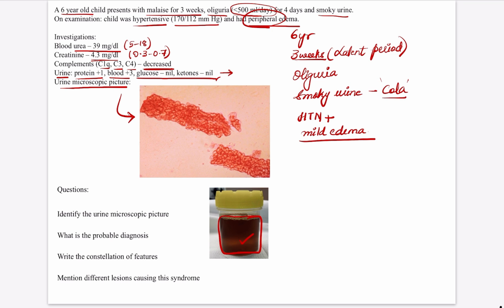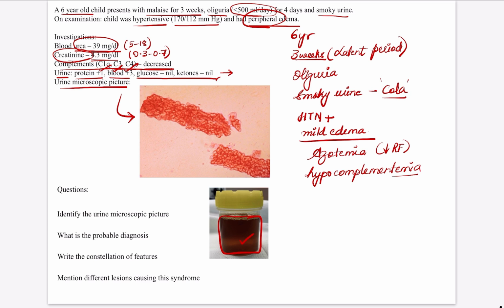And the investigations: blood investigation showing raised blood urea and creatinine. It indicates azotemia due to decrease in renal function. And there are low complements. So C1q, C3, C4 all are decreased. Low complements in the blood is called hypocomplementemia, where hypo means less, and emia means blood.